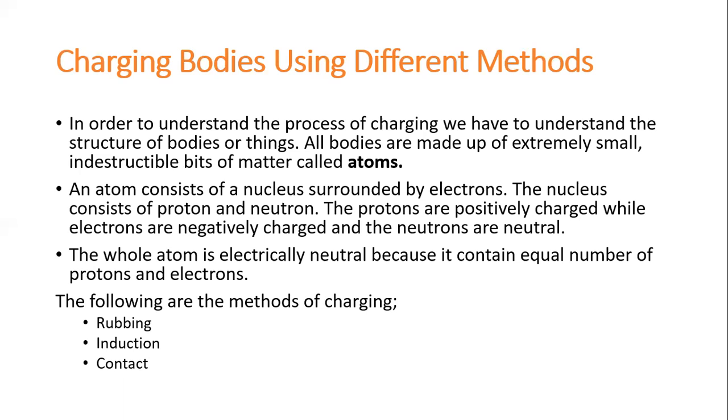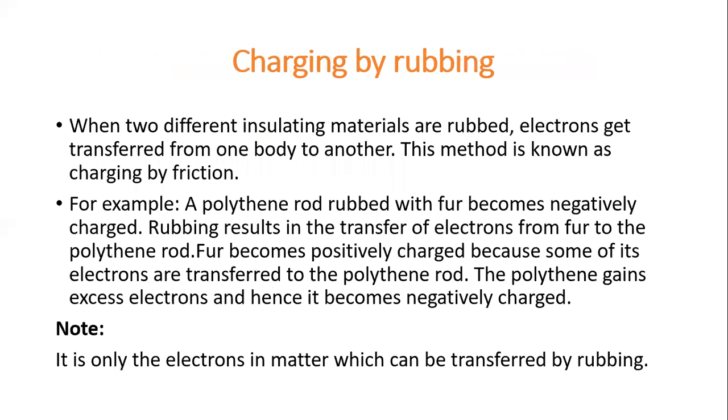Now, let's see the various methods of charging bodies. The following are the methods of charging bodies. The first one is rubbing, the second one is induction, the last one is contact. Starting with the first one, that is charging by rubbing. Charging by rubbing occurs when two different insulating materials are rubbed and electrons get transferred from one body to another. So basically, that's what is known as charging by friction.